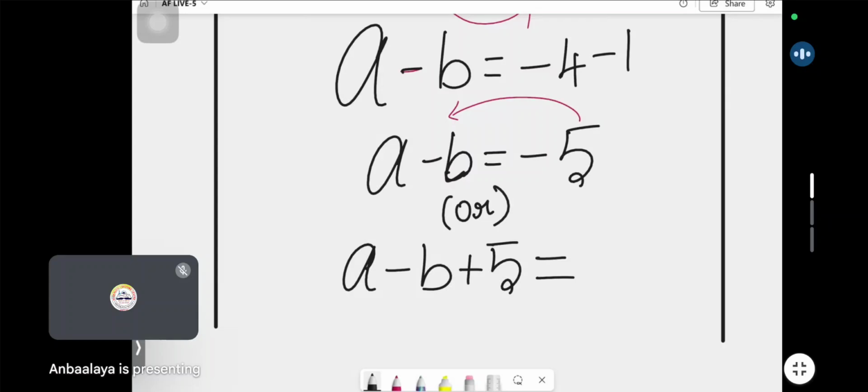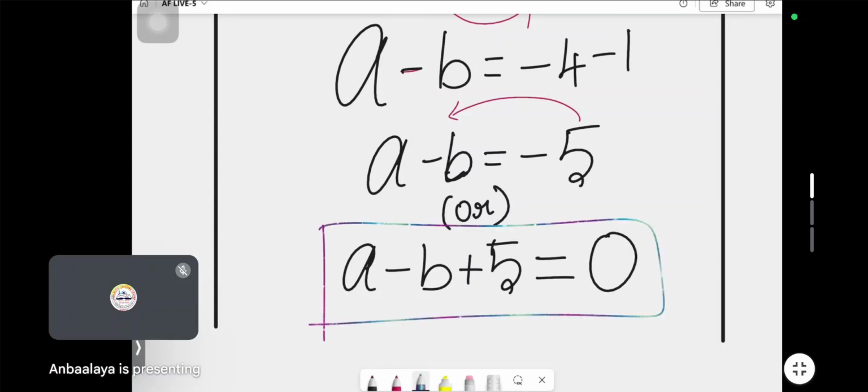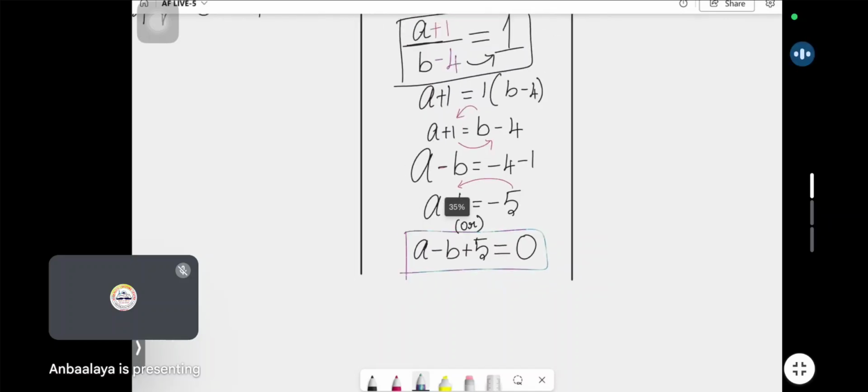Zero. Suppose you have a basket and in that basket you have 5 apples. You are taking all the 5 apples away. What do you have inside the basket? Nothing. Zero. So we are writing 0. Now you understand this step? Yes, ma'am. Okay. Take a screenshot.